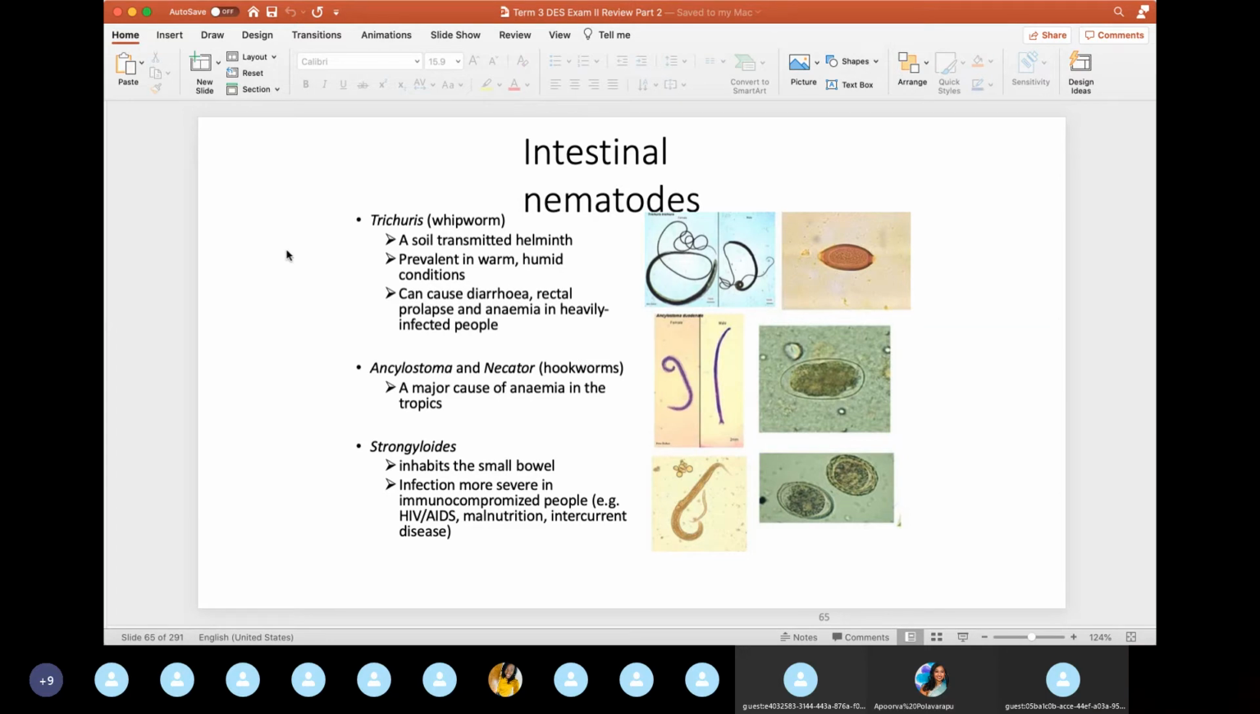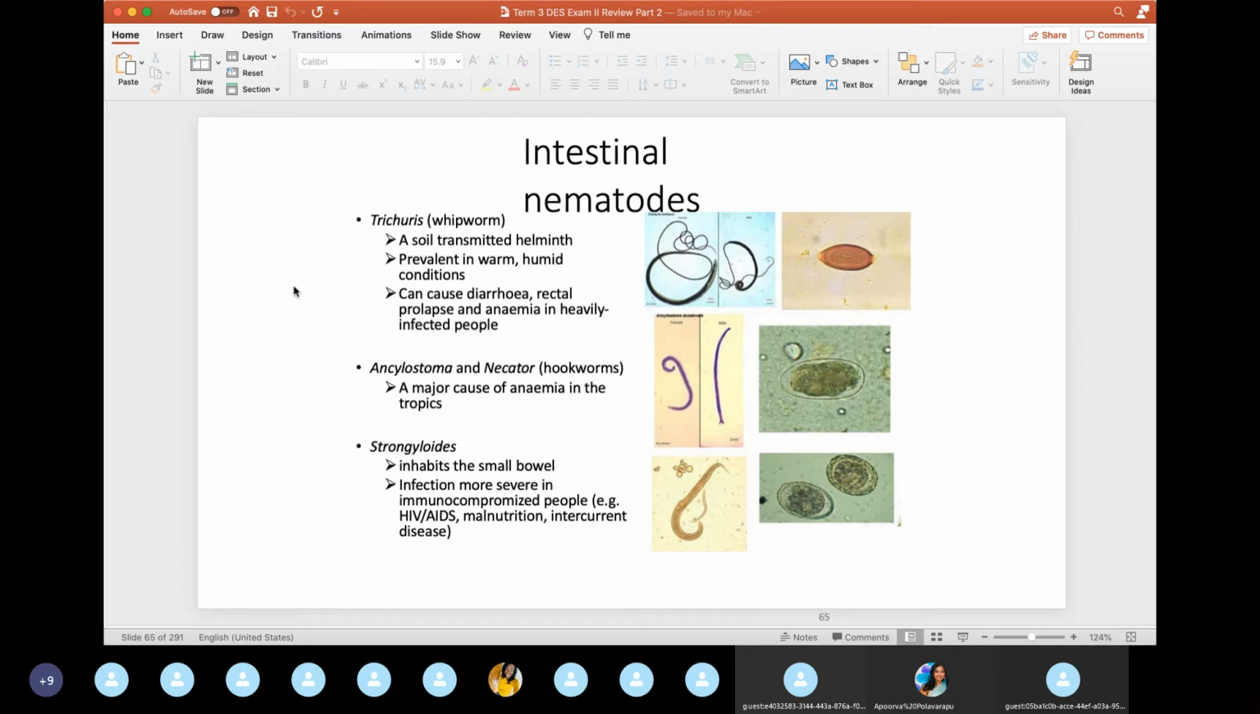Ancylostoma and Necator americanus, your hookworms. They're the major cause of what? Anemia in the tropics. Look at the image, look at the eggs. Strongyloides infection. More severe in immunocompromised people. So that's why you don't walk barefoot when you go to the beach. Why? Because of Strongyloides. Okay? That's just a public service announcement.